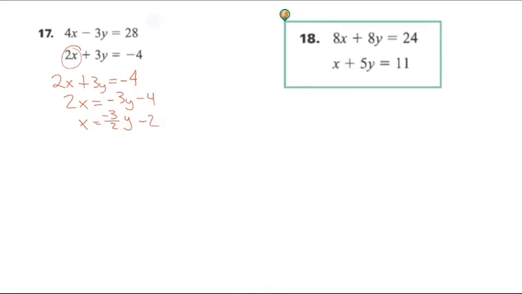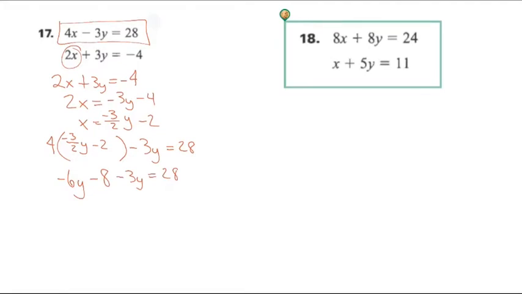I am now going to use the first equation, and everywhere there's an x, I'm going to put parentheses and then substitute in. So 4 parentheses minus 3y equals 28. In the parentheses, I'm going to write negative 3 halves y minus 2. Again, the same steps. I distribute. Negative 3 times 4 is negative 12. Negative 12 divided by 2 is negative 6y. 4 times negative 2 is negative 8. Minus 3y is 28. Combine like terms, negative 9y. Add 8 to both sides, gives me 36.